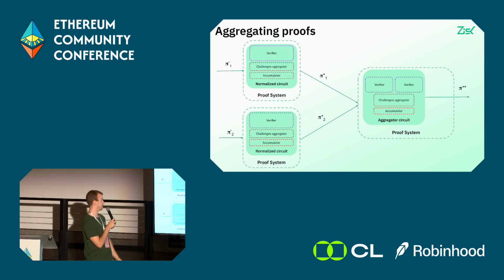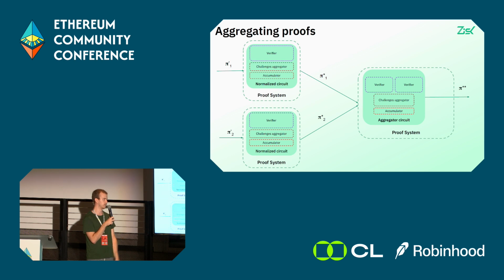Then we reach the aggregation part, which is where the fun begins. Basically, here there's an example of a recursion of 2 to 1, but you could do a recursion n to 1 if you want. Basically, what's happening here? You have two different proofs that have been normalized and prepared, and now you want to aggregate them together. So you create a new circuit, which is called the aggregator circuit, which instead of verifying a single proof, verifies two proofs together, or more if you want.